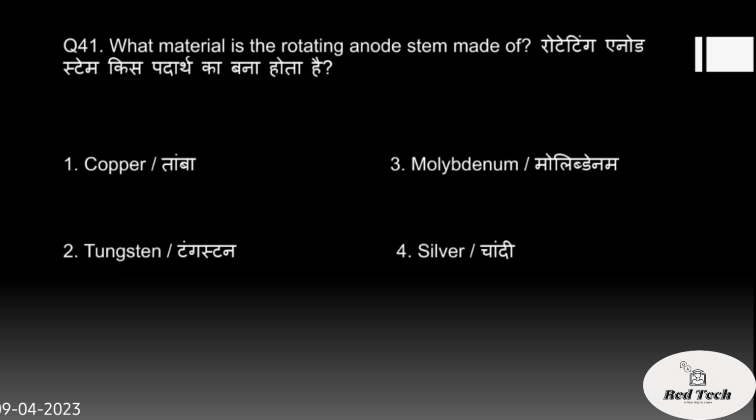Question number 41. What material is the rotating anode stem made of? The options are copper, tungsten, molybdenum, and silver. The right answer is option 3, molybdenum. Molybdenum is the anode stem of the rotating anode. If you want to go into details, you can watch the first year model test paper. In that playlist I have discussed the rotating anode in detail. You can check out the video also.